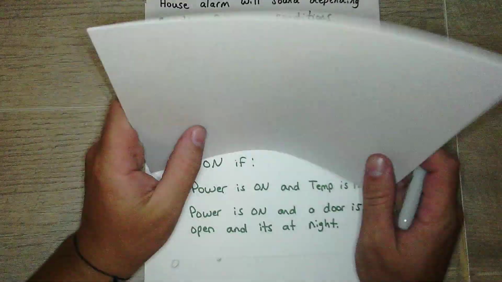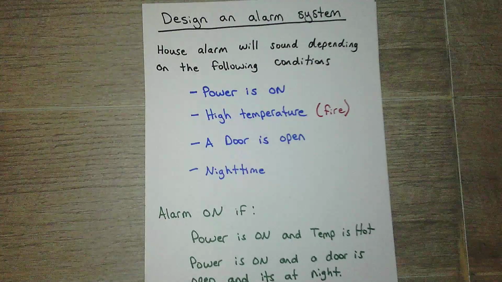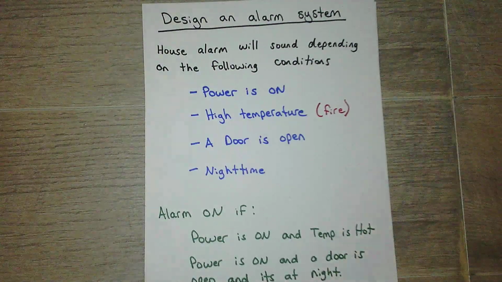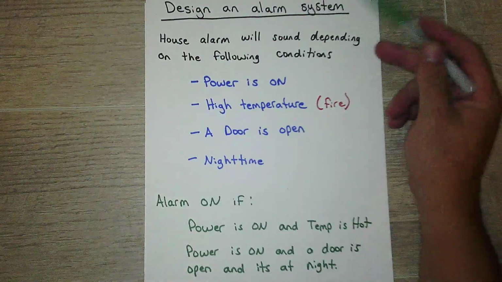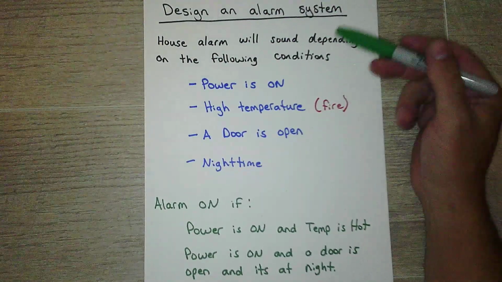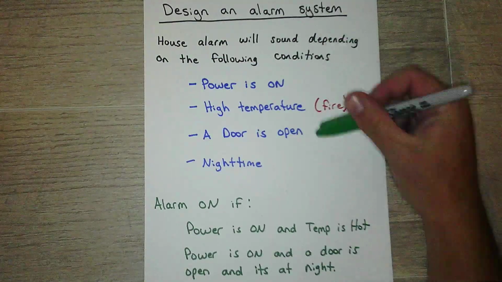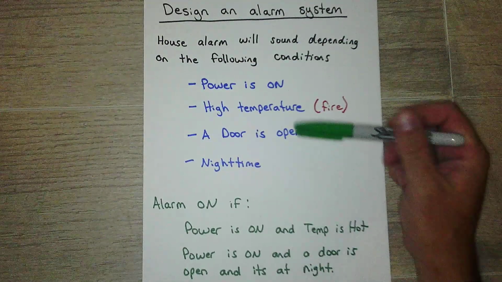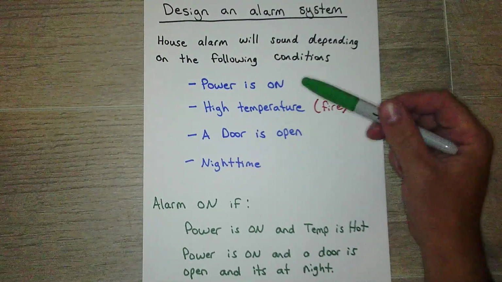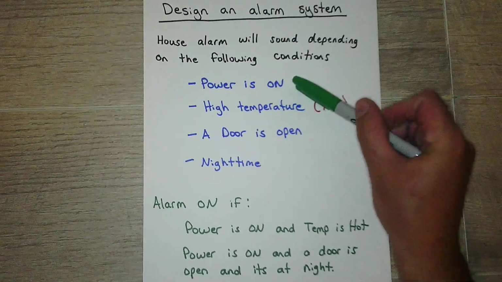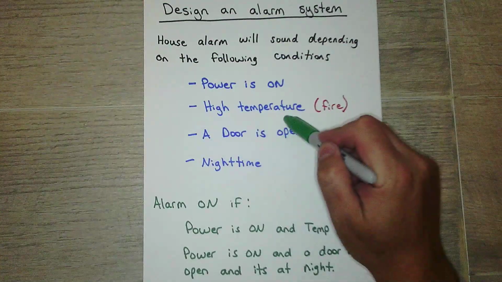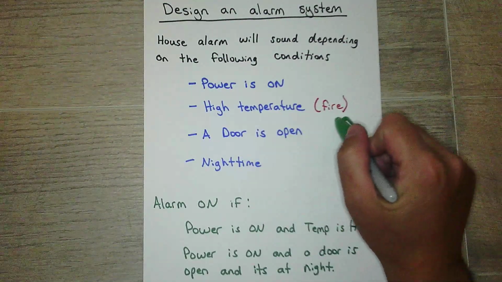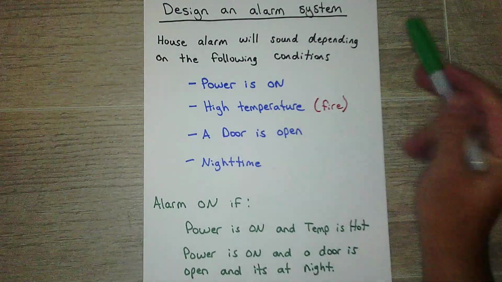Okay, so here's our assignment for today, or our practice for today. Then you'll have one kind of like this tomorrow. We're going to design an alarm system for a house. The house alarm is going to sound based on the following conditions. Here's our inputs. So obviously the power to the system has to be on. If the temperature gets too high, so like in case of a fire, the alarm will sound.